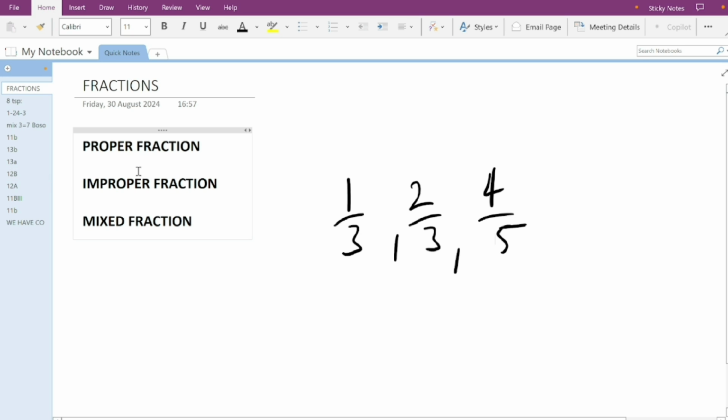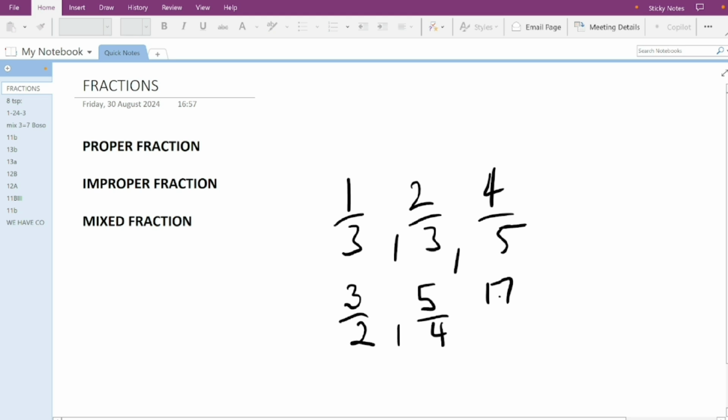For improper fractions, this is an example of an improper fraction. We have 3 over 2, we have 5 over 4, we have 17 over 9. These are examples of improper fractions where the number above, that's the numerator, is bigger than the number below. It's like saying a baby should carry the mother. That's improper. The number above is bigger than the number below, so this 9 can't carry this 17.